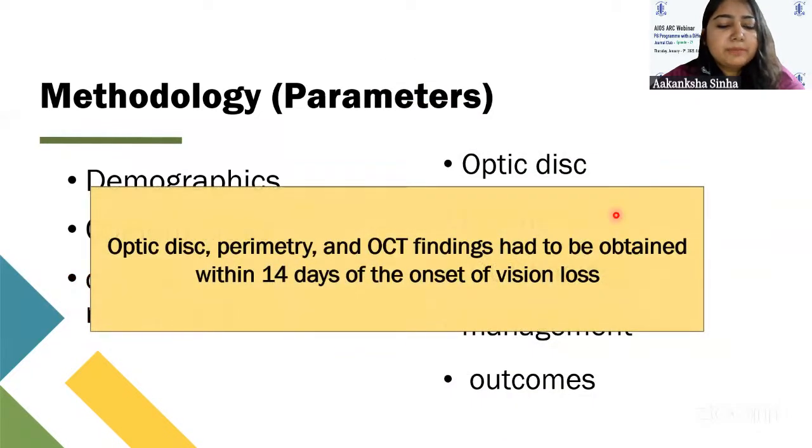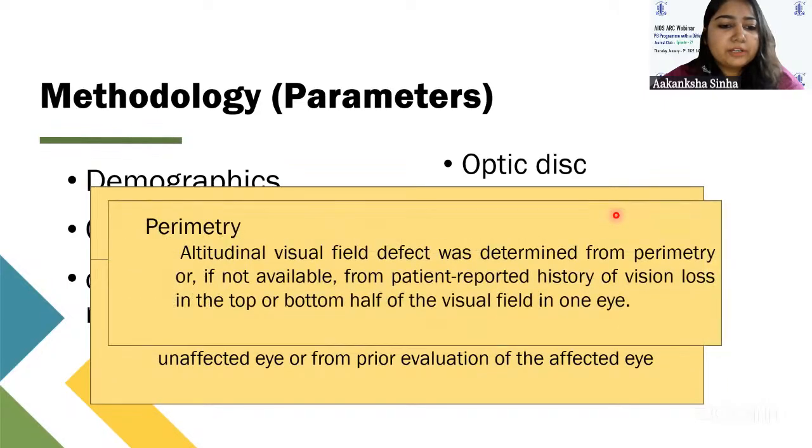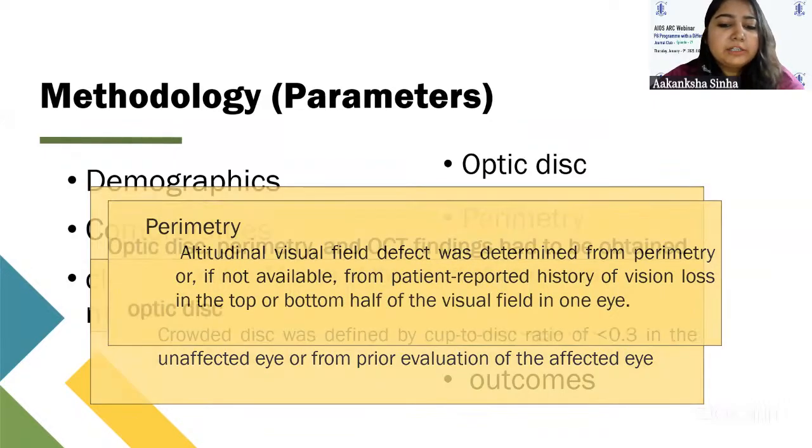Optic disc, perimetry, and OCT findings were done within 14 days of onset of vision loss. So the optic disc was defined as a crowded disc when a ratio of less than 0.3 was noted in the affected eye or unaffected eye. An altitudinal visual field defect was reported in patients with NAION, and in this, either the perimetry was used or the patient complaint was also taken into account.